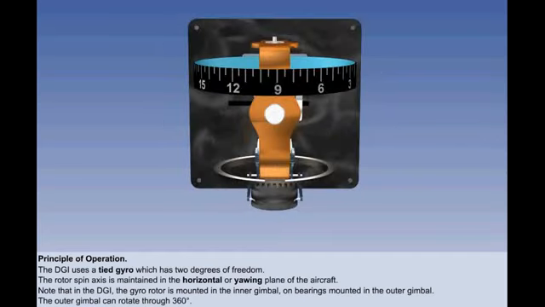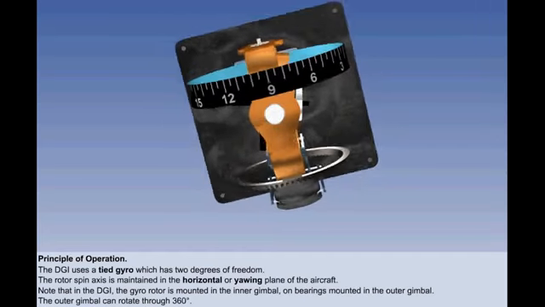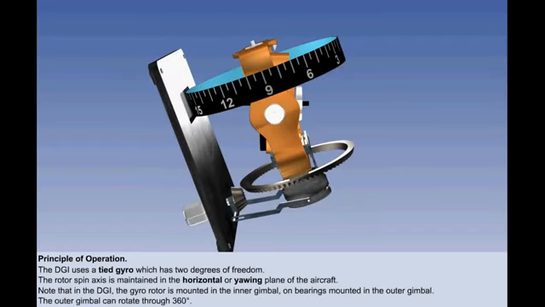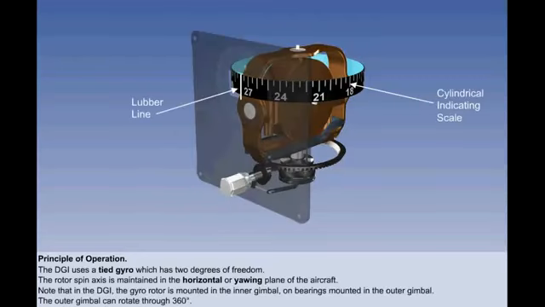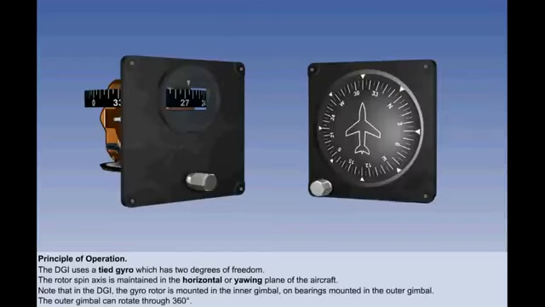During a turn, the aircraft and the instrument case turn around the vertical axis bearings of the outer gimbal, while the spin axis of the gyro rotor remains fixed in azimuth because of gyroscopic rigidity. In the example shown here, the heading is indicated against the cylindrical indicating scale by a lubber line on the glass window in the instrument case. The more common type of display used in modern aircraft can be seen here on the right. With this type of display, the cylindrical indicating scale is replaced with a vertical card compass rose, which is geared to the outer gimbal.